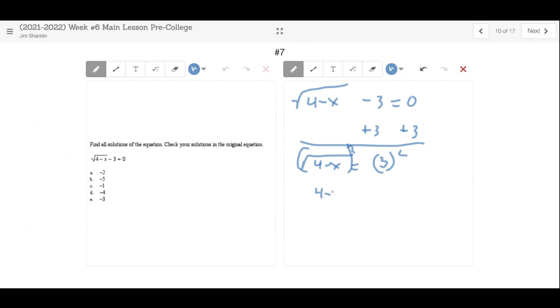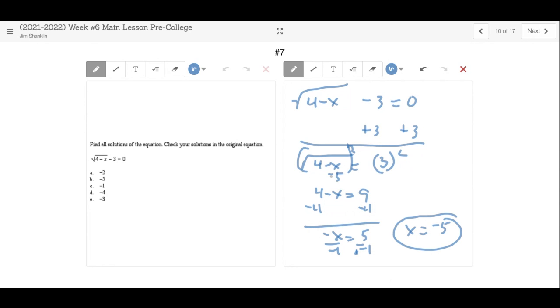And I'm left with 4 minus x equals 9. Subtract 4 from both sides. Negative x equals 5. Divide through by negative 1. x equals negative 5. Now, let's check our solution. So if I put negative 5 in there, 4 minus the negative 5 is 4 plus 5. That's 9. The square root of 9 is 3. It works. So our answer is correct.